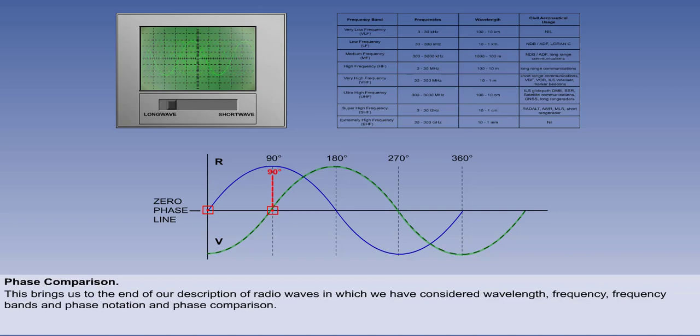This brings us to the end of our description of radio waves, in which we have considered wavelength, frequency, frequency bands and phase notation, and phase comparison.